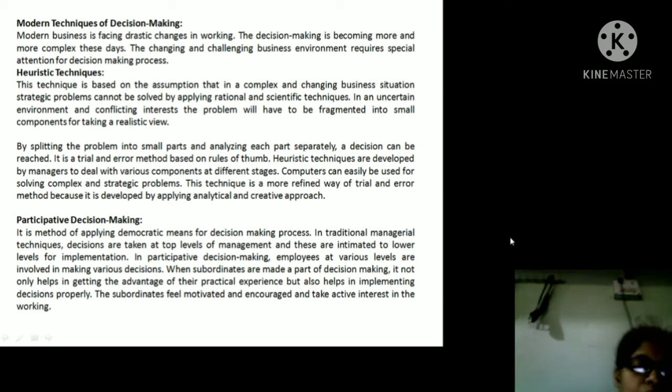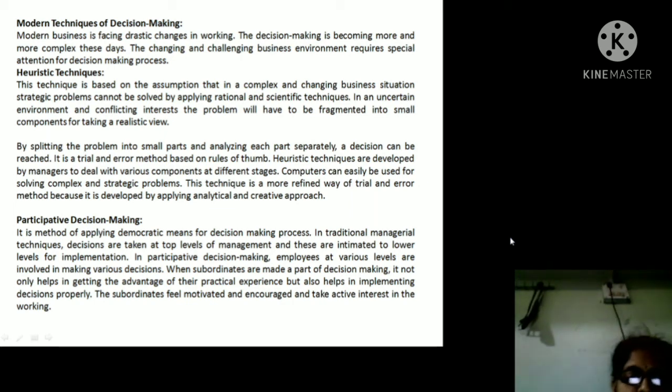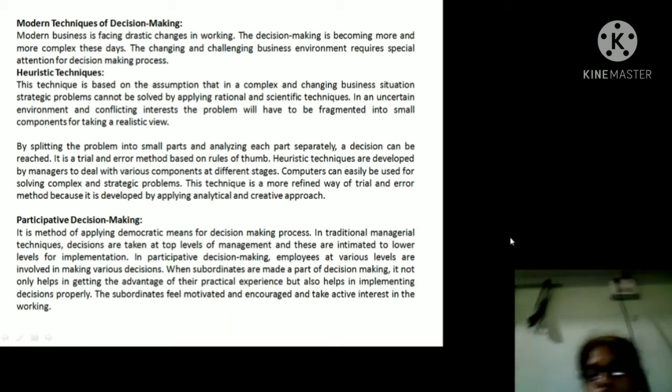Now participative decision making. It is a method of applying democratic means to the decision making process. In traditional managerial techniques, decisions are taken at top level management and then communicated to lower levels. But in participative decision making, employees are sometimes involved in decision making along with the managers. They sit together and give their alternatives to arrive at a decision. So participative decision making involves the support or advice of subordinates in the process of decision making.